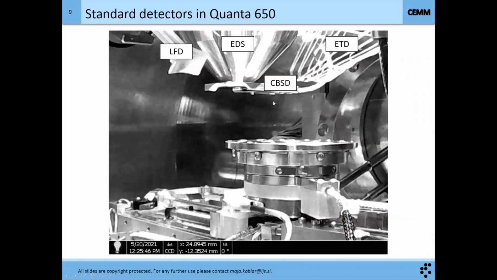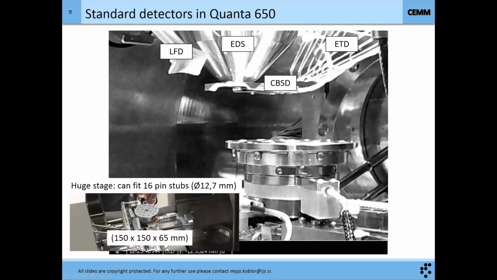You will mainly have to remember this photo because it's in one of the quadrants. So you have to check that the large field detector is inside, the EDS is inserted, the backscatter detector is here, and for the secondary.